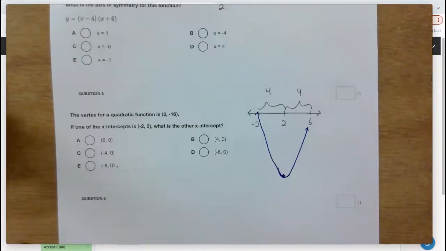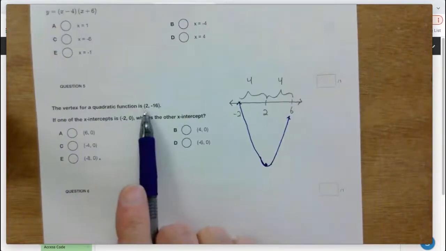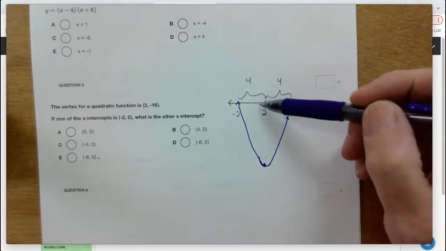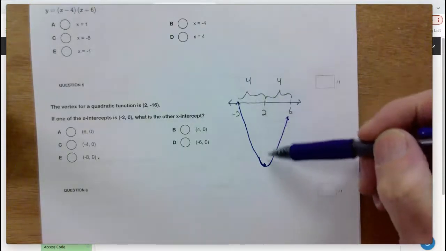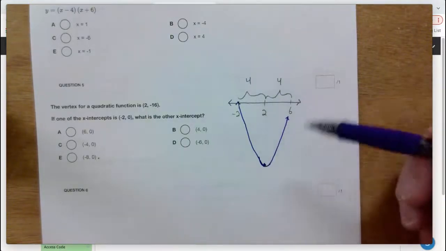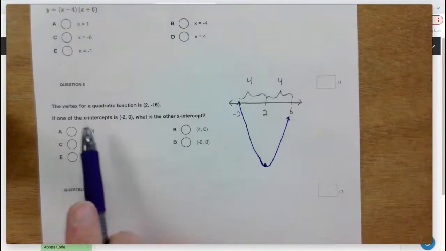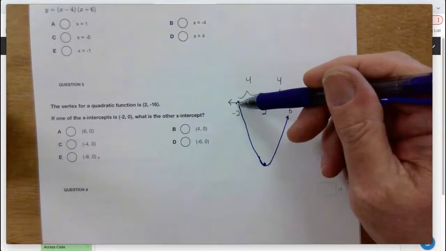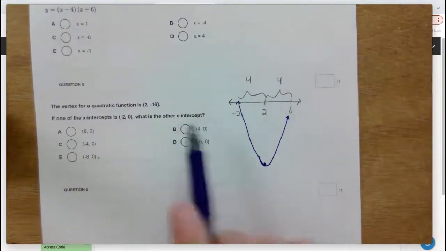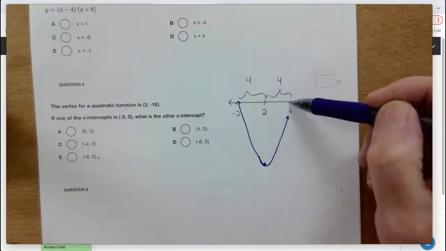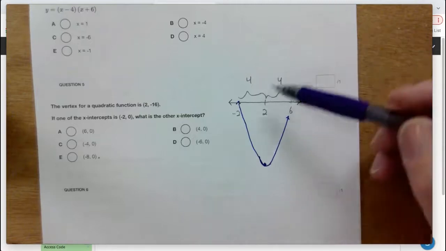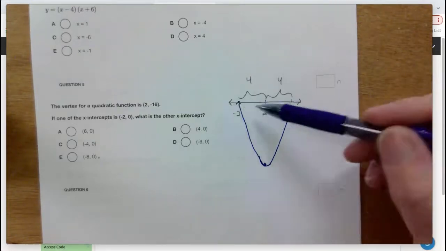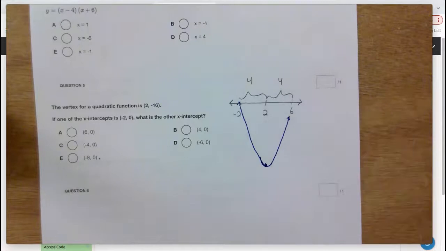The vertex for some function is (2, -16). So think of it as the vertex is at 2, down here at -16. One of the x-intercepts is -2, so it comes up here to -2. What's the other x-intercept? It's over here on this side. You can see what it is, guys. This is 4 away, so you go 4 away from this one.